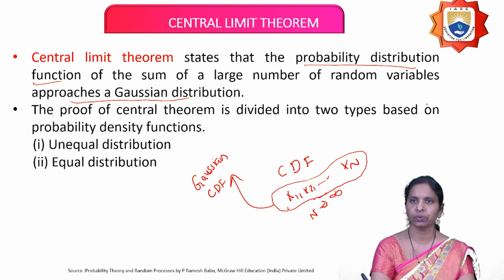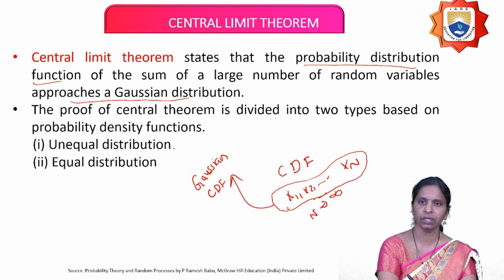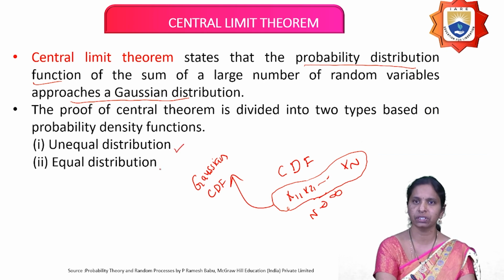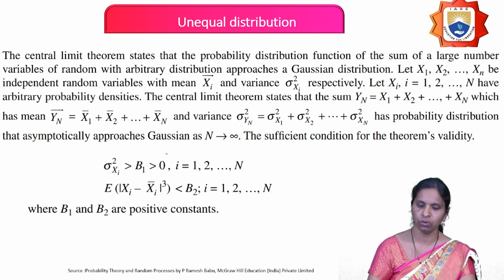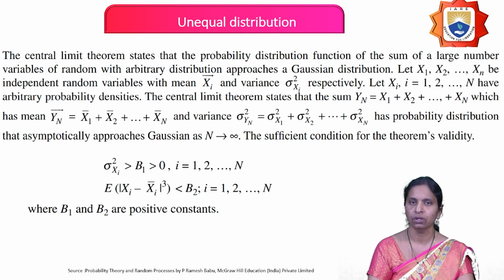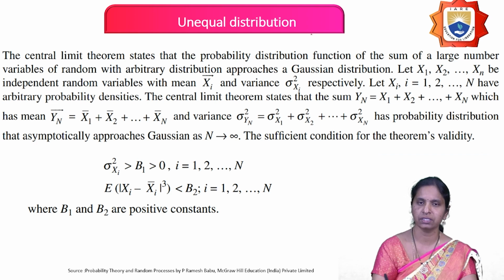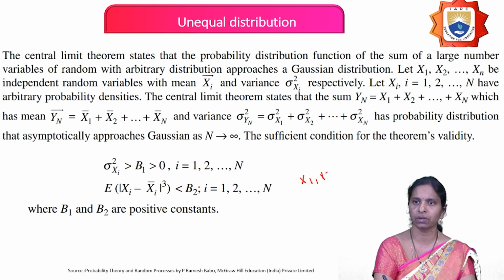And in order to prove this central limit theorem, we are considering two types of distribution. One is unequal distribution and the second one is equal distribution. So first we'll go for unequal distribution. For unequal distribution, we are taking N number of random variables, x1, x2 and so on, xn.